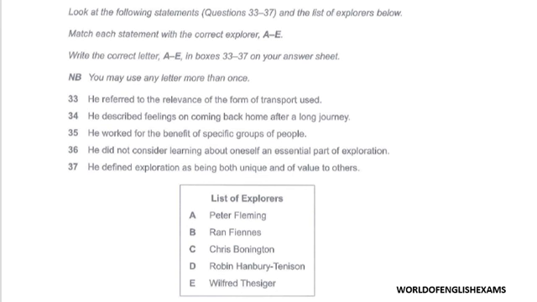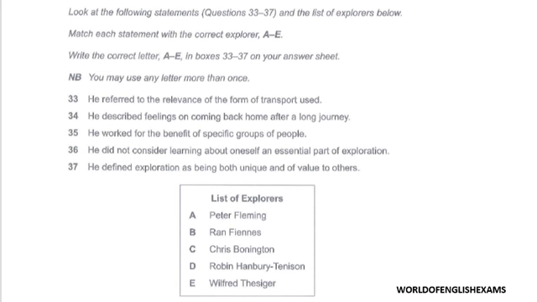Now the last question. He defined exploration. So somebody is defining exploration as unique and of value to others. So there are two aspects in the definition. First one, exploration should be unique. Second one, exploration should be helpful, beneficial to others. So now you understood. First one is transport, second one is feelings, third one specific groups, fourth one learning about self is not important, fifth one exploration is defined as unique and valuable to others.